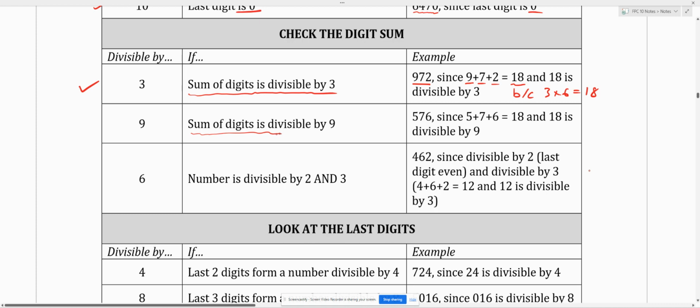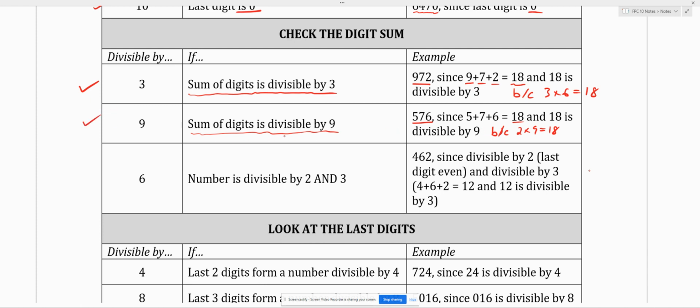Now, something divisible by 9 is the exact same thing. Add them up and see if it's divisible by 9. So 576 is 5 plus 7 plus 6. Again, we get 18 in this case, and 18 is divisible by 9 because, for obvious reasons, 2 times 9 is equal to 18. So 18 divided by 9 is 2. So that's how we can figure out if something's divisible by 9.